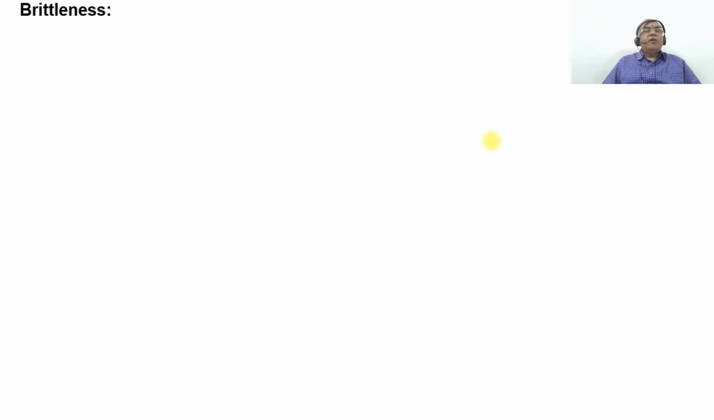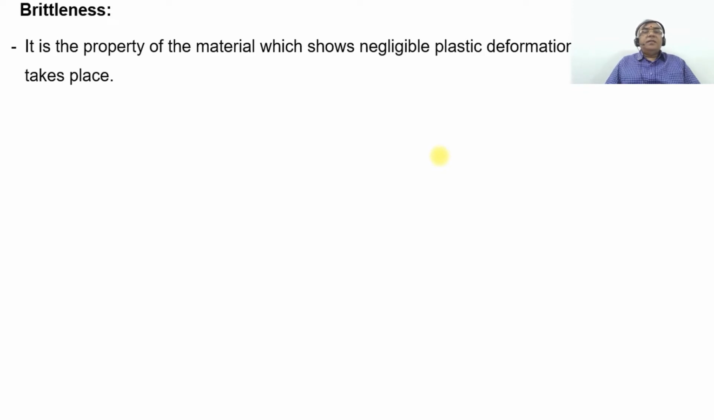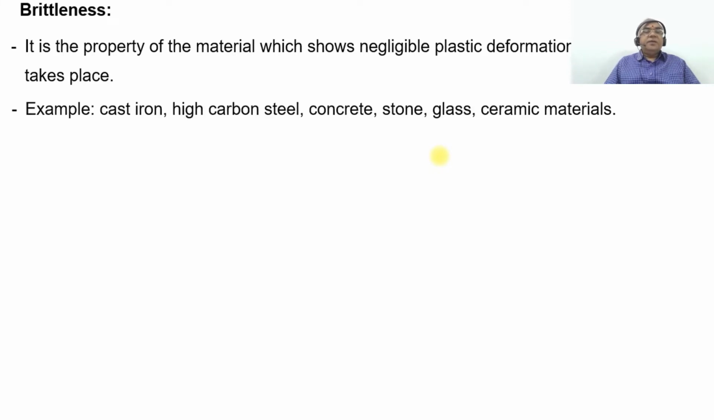Now, further continuing on the mechanical properties, we are going to take up brittleness. In this property, the material shows negligible plastic deformation before the fracture takes place. That means the plastic deformation is very much negligible, so it goes directly to fracture.